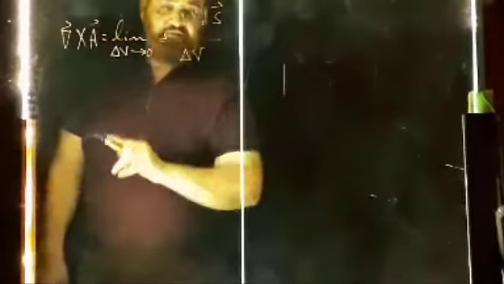Now, number 3, the curl of a vector field. The definition of curl for any vector field: curl A equals the limit, as the volume approaches a point, of the enclosed surface integral of the cross product with dS over delta V.